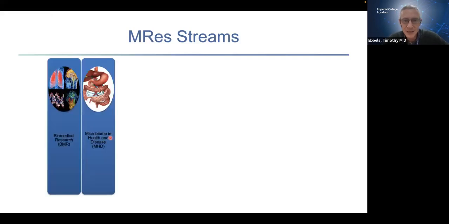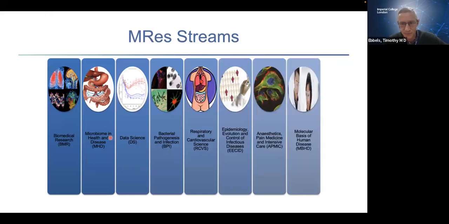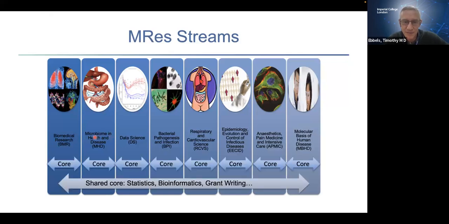The MRes, as I mentioned before, is split up into a number of different pathways, and we call those streams. There's actually 8 on our degree program, and each one focuses on a different subject area. And the subjects, they all have common teaching, and they all have teaching which is specific to their own area. But you can see that here today, we're focusing on these two, the data science stream and the epidemiology, evolution, and control of infectious disease stream. So each stream has its own set of students and its own set of projects which are specific to that area.